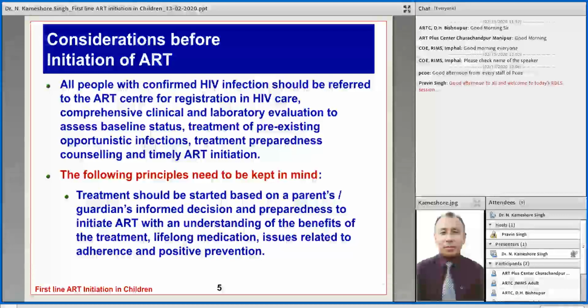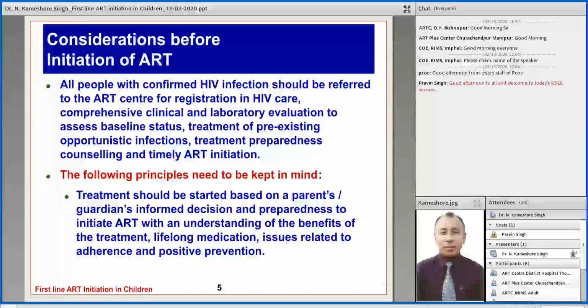Let us see what are the considerations to be done before initiating ART. In the following few slides, we will discuss this. All people with confirmed HIV infection should be referred to the ART center for registration in HIV care. So the first thing is registration. Then second, baseline status assessment of clinical and laboratory evaluations. Then thirdly, treatment of pre-existing opportunistic infections. Fourth, treatment preparedness counseling and timely starting of ART initiation.